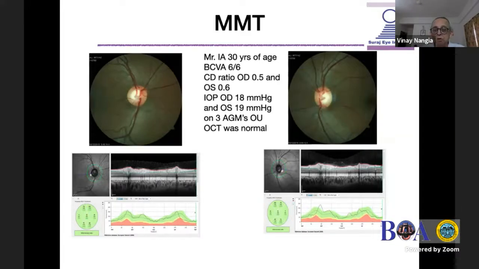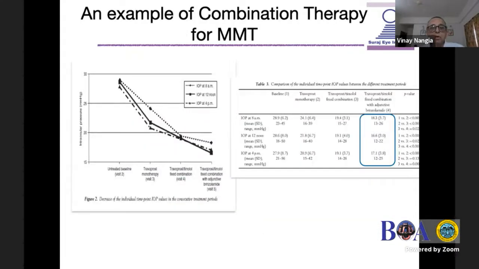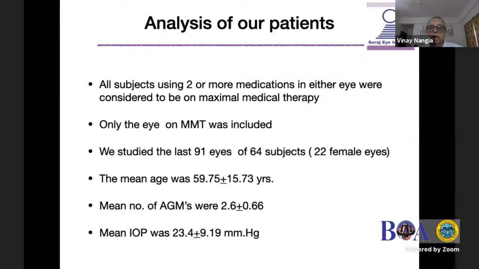So this is just an example from literature of combination therapy, that when you start with an untreated baseline of 28 or 29, you add travoprost, you reach about 22, you add timolol to the travoprost, you reach just a little below 20. And when you add brinzolamide, then it might bring you up to about 16 or 17. So this is roughly what I had described earlier in the talk actually.